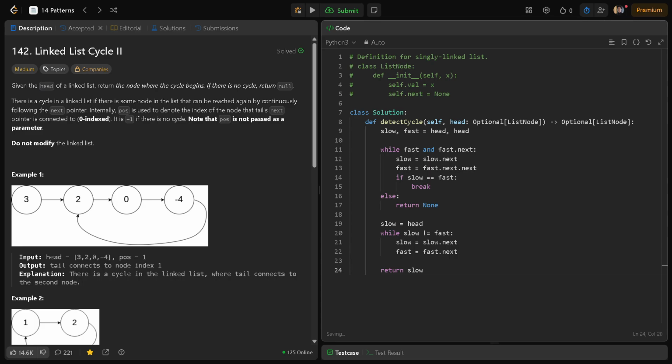The time complexity of this algorithm is O of n, because in the worst case we may traverse the entire list, but each pointer only moves forward and does not revisit nodes infinitely. The space complexity is O of 1, since we are only using two pointers and no extra data structures.